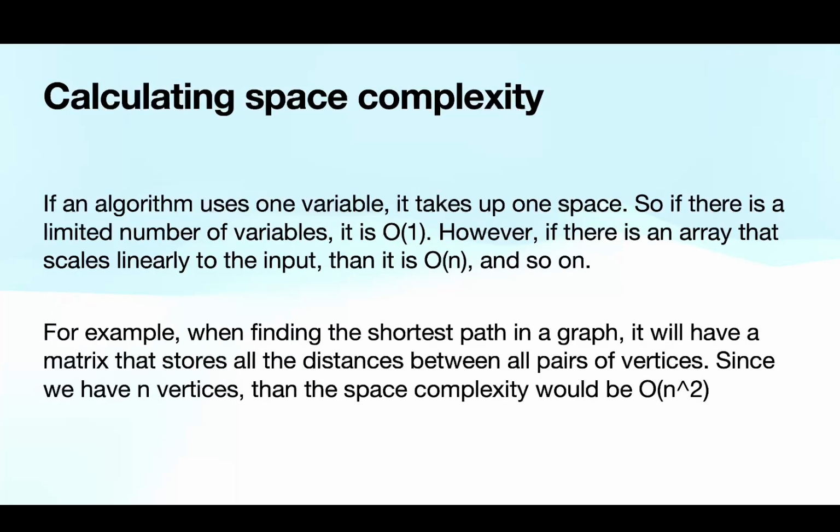So how do we calculate space complexity? If an algorithm uses one variable, it will take up one space. So there is a limited number of variables, so it will be O(1). However, if there is an array that scales linearly to the input, then it is O(n), and so on. For example, when finding the shortest path in a graph, we will have a matrix that stores all the distances between all pairs of vertices. Since we have n vertices, then the space complexity will be O(n squared).